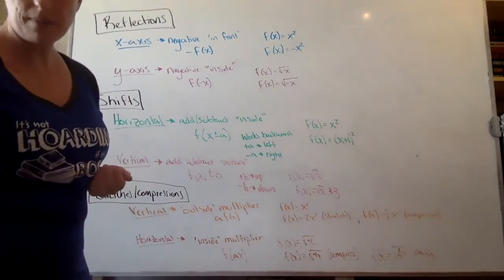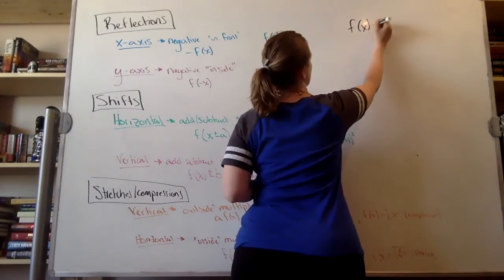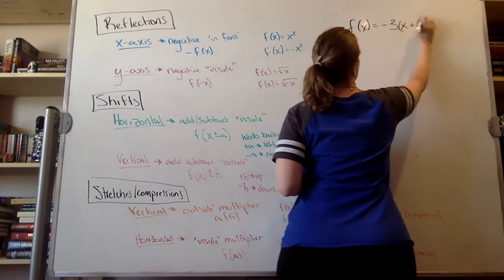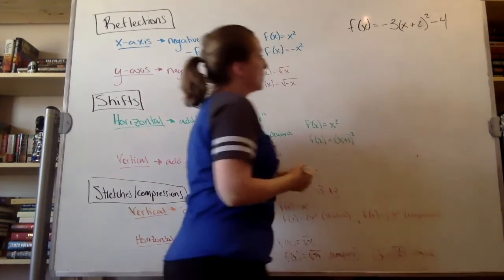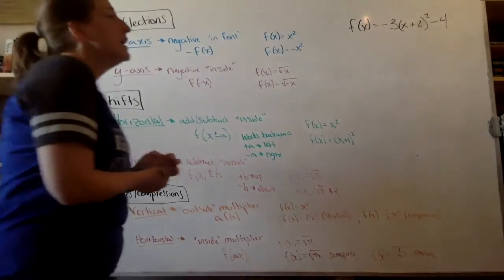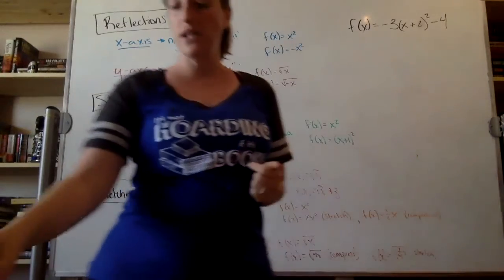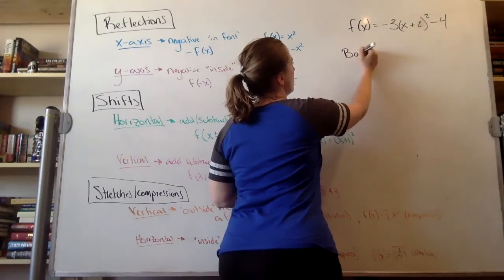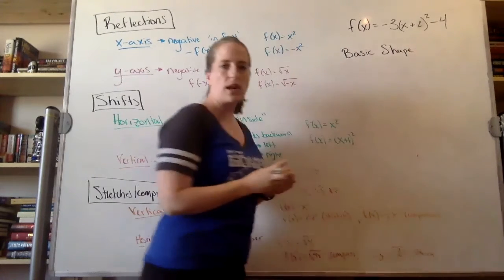So what do I mean by that? Well, let's say we're asked to sketch a graph of this function here. Okay, so we're going to sketch the function f of x equals -3 times (x plus 2) quantity squared minus 4. Now the first thing we need to do is identify the basic shape of this. So what do we mean by basic function shape? Well, we're asking, what have we transformed here?